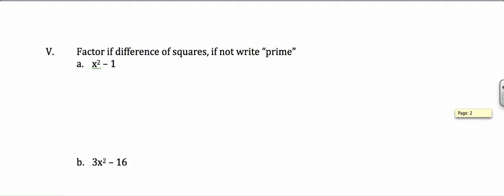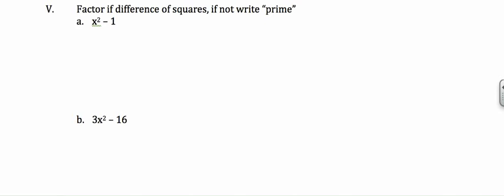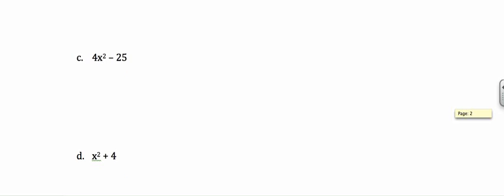Okay, hopefully you've done that, or if not, pause if you need to. So the ones that are prime: b is prime. Oops, I didn't mean to circle that. We're circling the ones we can factor. B is prime, and one more was prime. D was prime too.